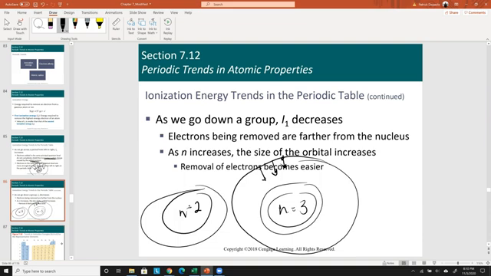But going down, they decrease in ionization energy because you're adding that extra layer of electrons that are further away from the nucleus. If you have electrons that are further away from the nucleus, they will be more easily removed, and it takes less energy for them to be removed. So does that make sense? So as n increases, just like this says, size of the orbital increases, meaning electrons become further apart, and the removal of them becomes easier.